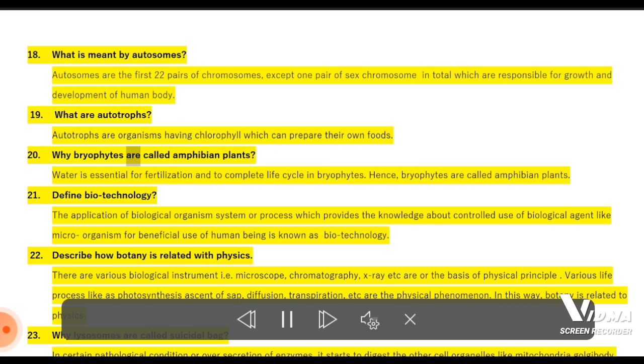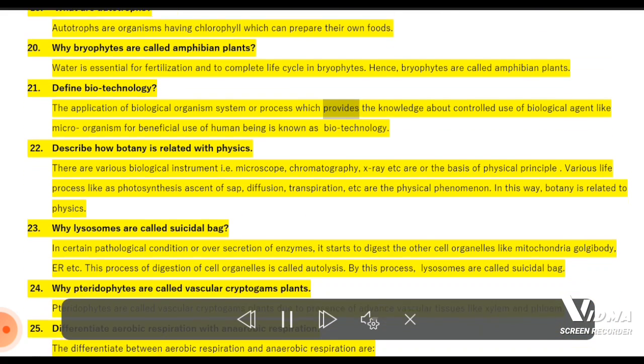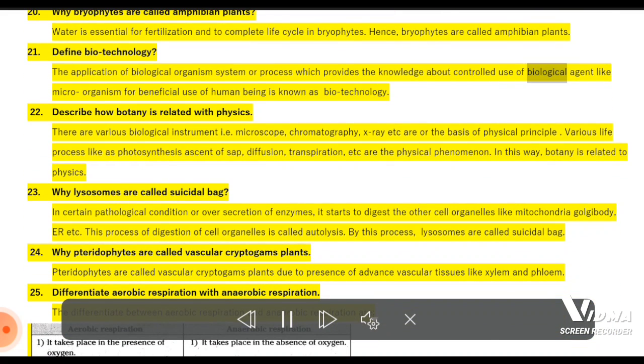20. Why are bryophytes called amphibian plants? Water is essential for fertilization and to complete the life cycle in bryophytes. Hence, bryophytes are called amphibian plants. 21. Define biotechnology. The application of biological organism, system or process which provides the knowledge about controlled use of biological agents like microorganisms for beneficial use of human beings is known as biotechnology.